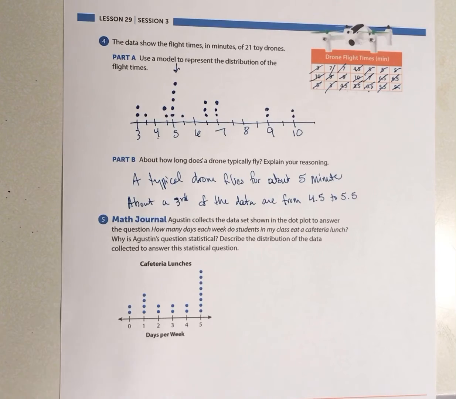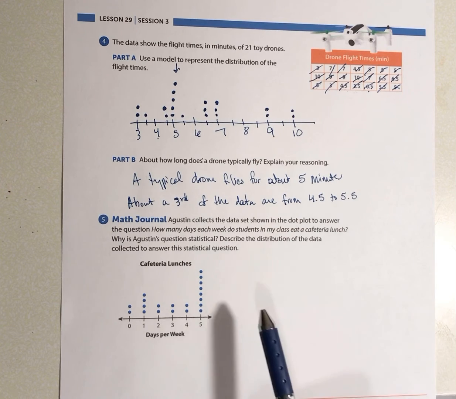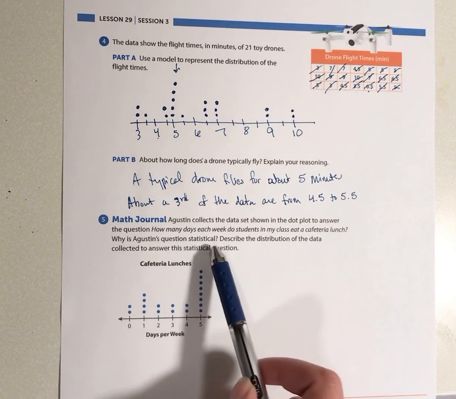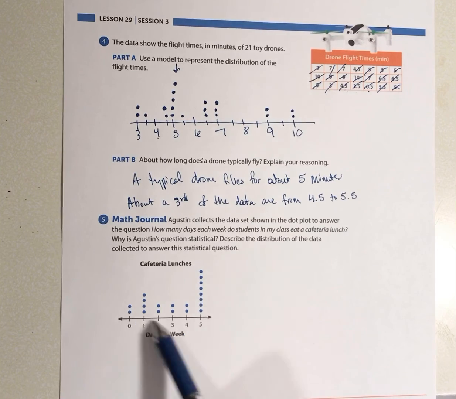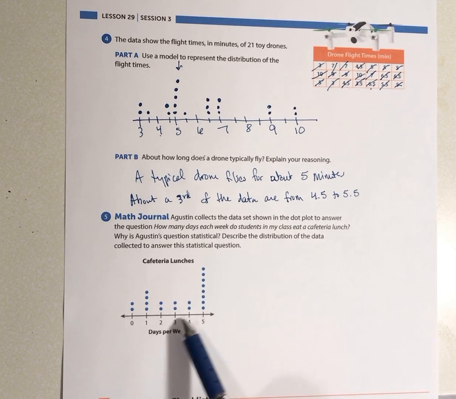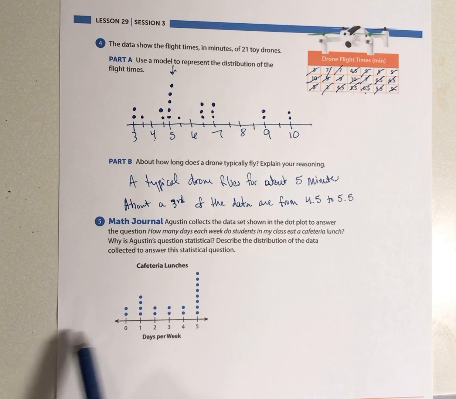Okay. And then your math journal is for you to do on your own again, just like the reflection questions. So Augustine collects the data set shown in the dot plot to answer the question, how many days each week do students in my class eat a cafeteria lunch? And why is Augustine's question statistical? Describe the distribution of the data collected to answer the statistical question. Okay, so you're going to go through it. You're going to think, why is it statistical? Okay, look at it varying. And then describe the distribution. So you might want to say there's a peak around some area, the spread is from here, the range is that. Just like we've been doing, okay?